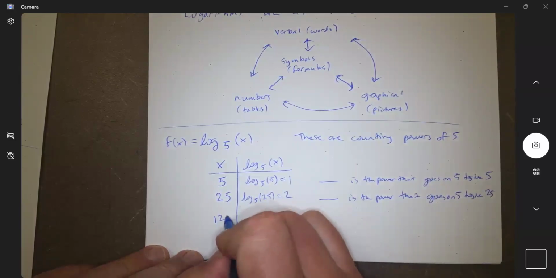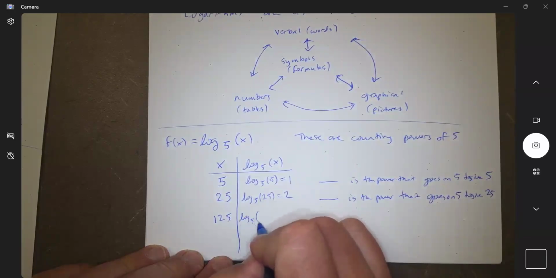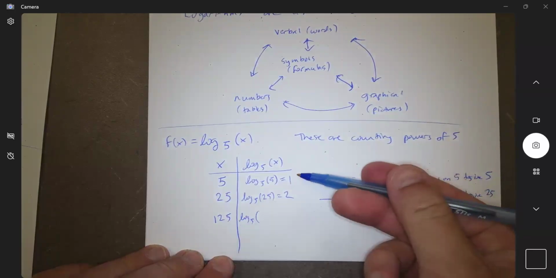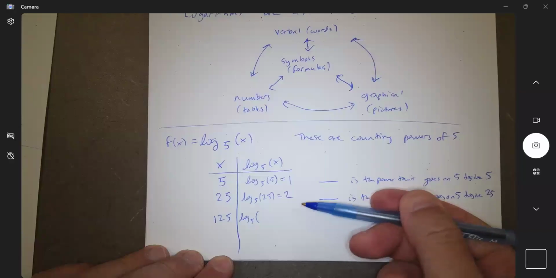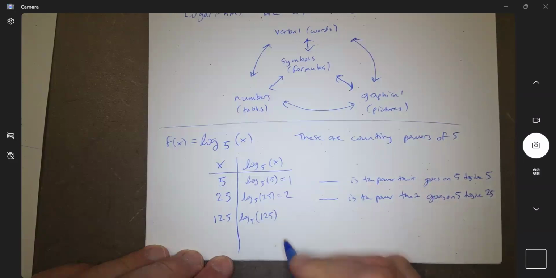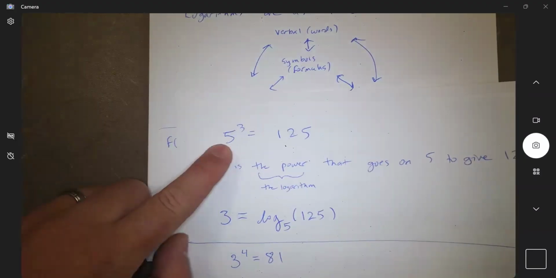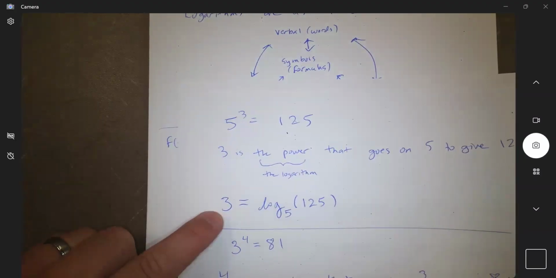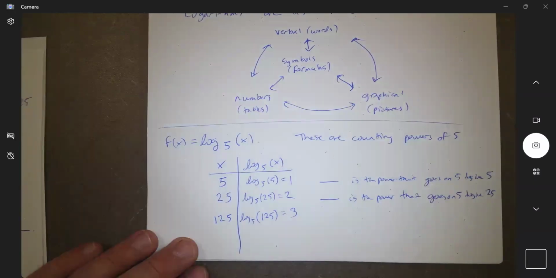How about 125? I'll give you a hint. These are going up by 1. What power goes on 5 to give 125? 3, because 5 cubed is 125. Actually, we saw that right here. 5 cubed is 125. So 3 is the power that goes on 5 to give 125.